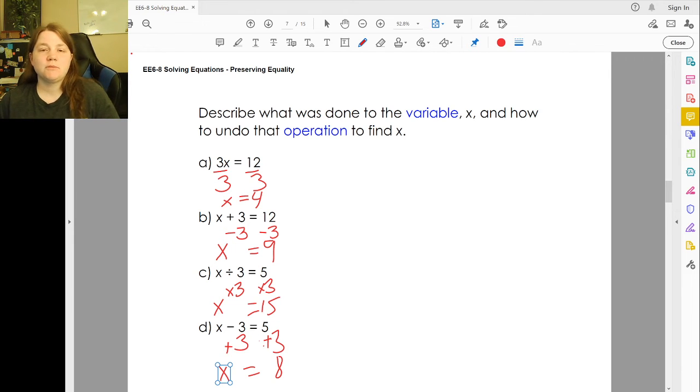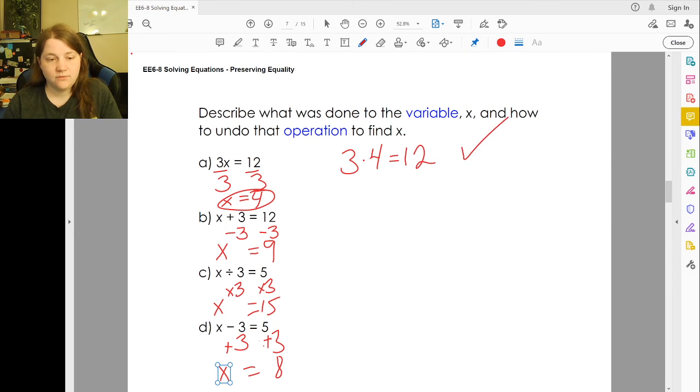Now, you might be wondering, Ms. Kovacs, how do I know I'm right in all of this? For each one of these, we can take the problem, and instead of x, we can put in what x equals. X equals 4, so instead of saying 3 times x, I'm going to say 3 times 4. Does 3 times 4 equal 12? Yes, it does.